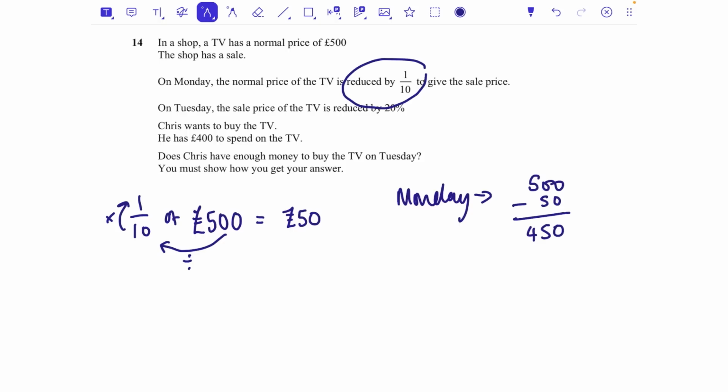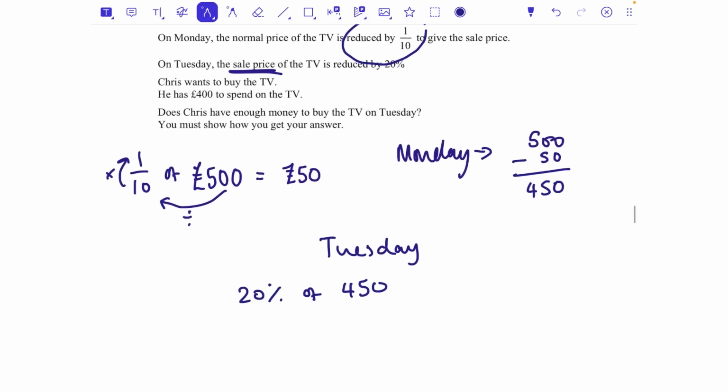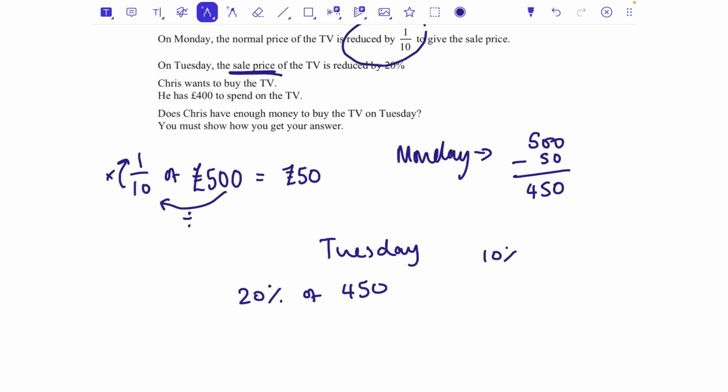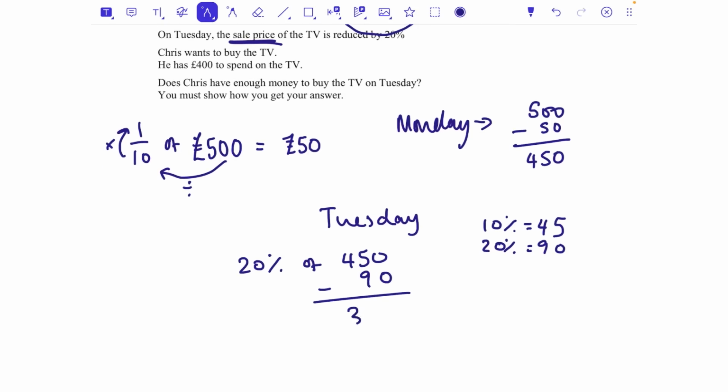Now on Tuesday we need to reduce the sale price by 20%. So on Tuesday we're going to take that £450 and we're going to do 20% of 450. Now 10% of a number we would divide by 10. So 10%, let's divide this by 10, that's 45. So 20% is 2 of those, and that's 90. So for Tuesday, we need to now take off £90, and that brings it down to 360.